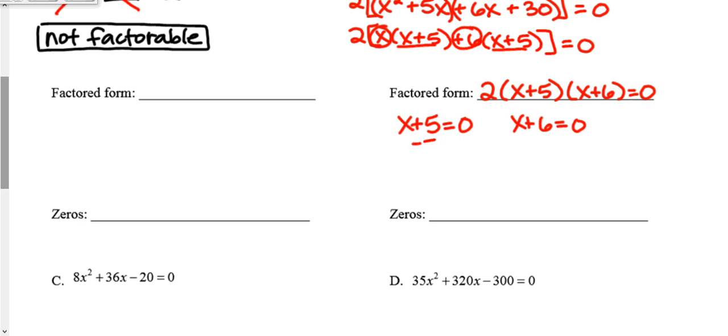And then solve. So I get x equals -5. So when it says zeros, that just means the solutions, the answers. And x equals -6.